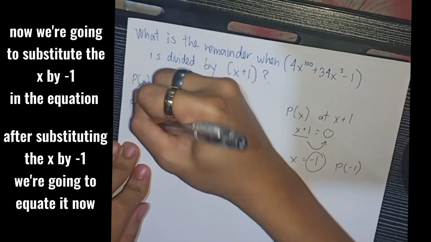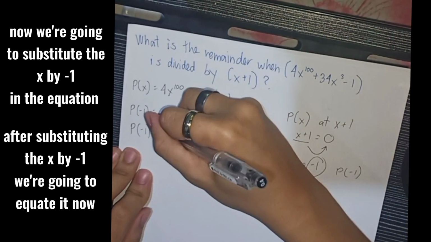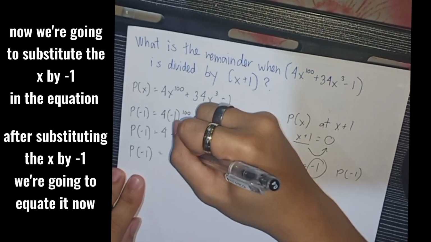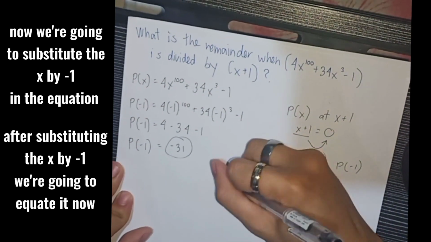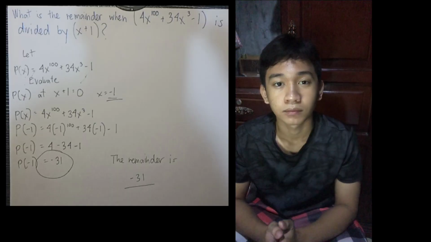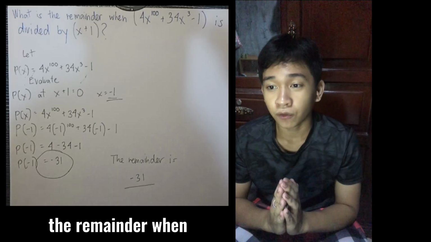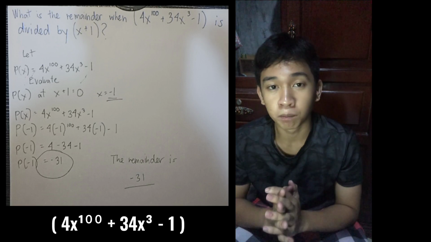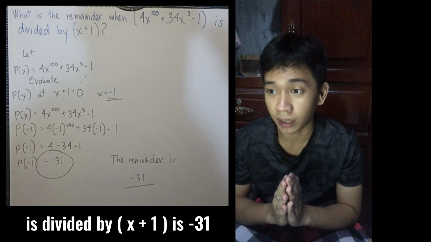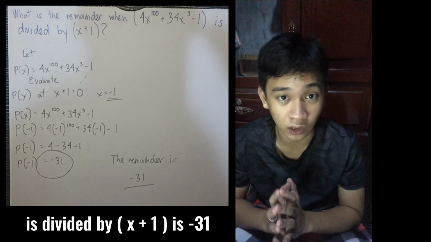After substituting x by negative 1, we're going to evaluate it now. The remainder when 4x to the power of 100 plus 34x cubed minus 1 is divided by x plus 1 is negative 31.